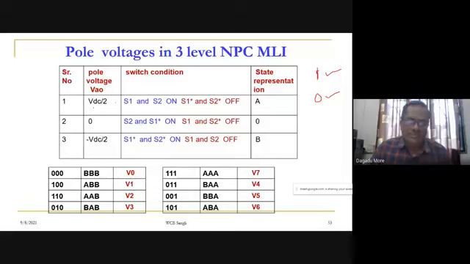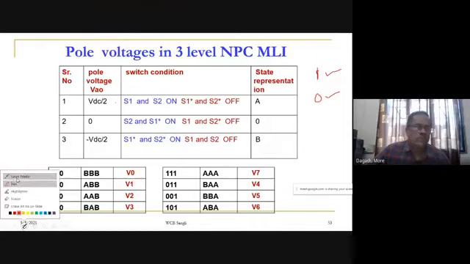But in case of a 3-level inverter, we require 3 switching symbols. We are having 3 levels of pole voltages. Whenever our pole voltage level VAO is plus VDC by 2, when the upper 2 devices are on, then we can represent it as A. In the earlier case we used 1, here we can use A.